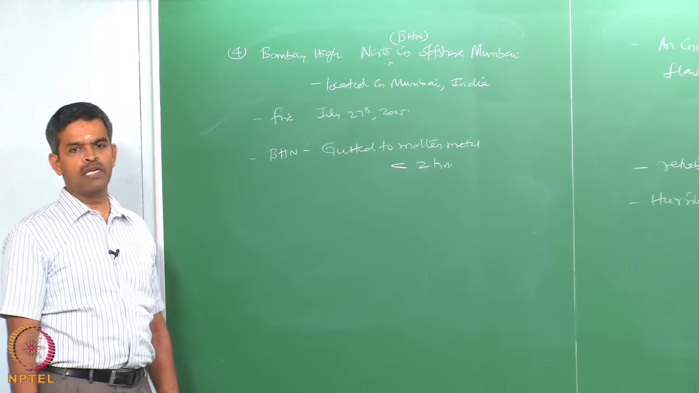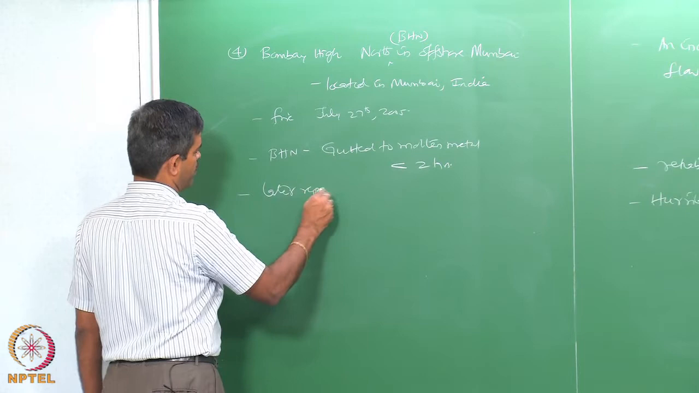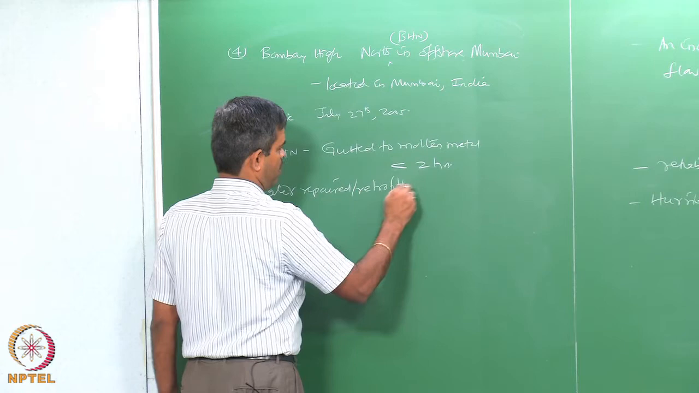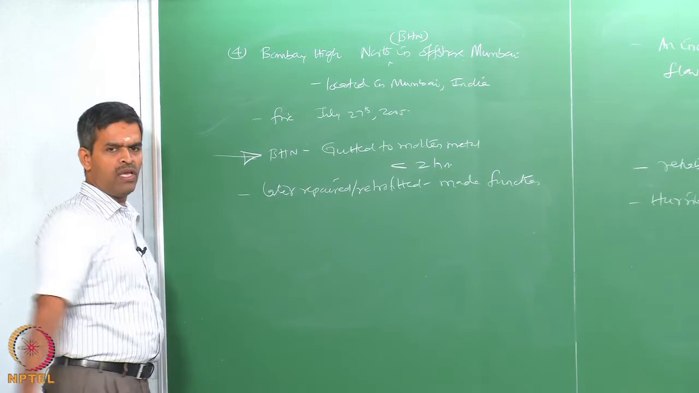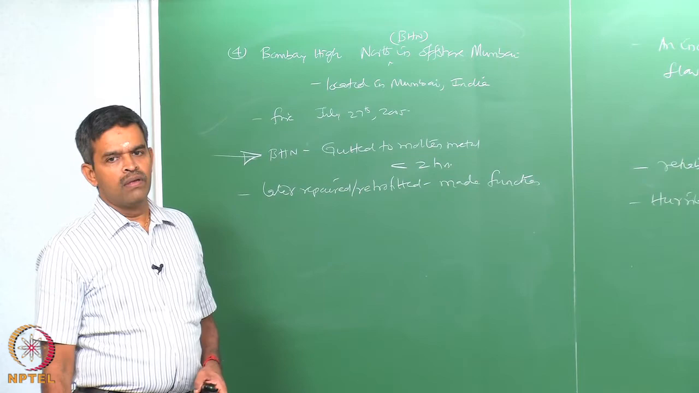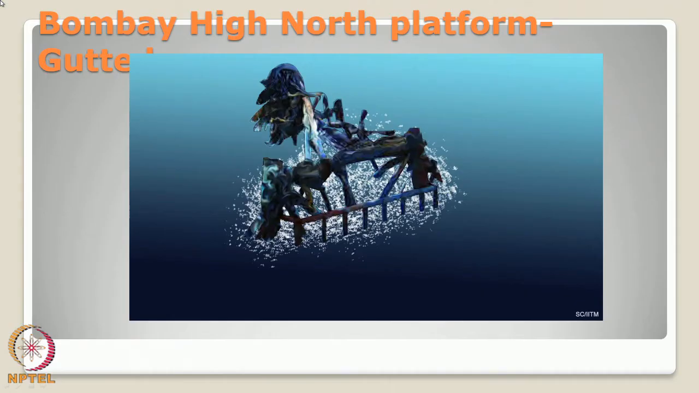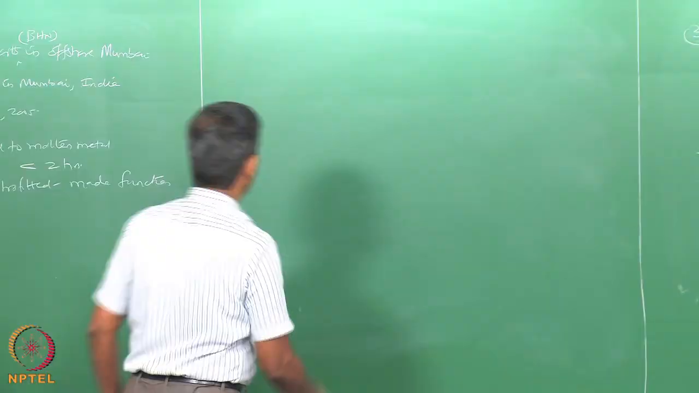Of course, the platform was later repaired and retrofitted and made functional, that is a different story, but however, there was a fire accident which could even catastrophically damage the whole platform, which was very effectively functional in India. Friends, if you look at the screen, you will see the damaged view of the BHN platform, which is gutted because a fire accident happened on 2005, July 27. So, what do we learn from these events?